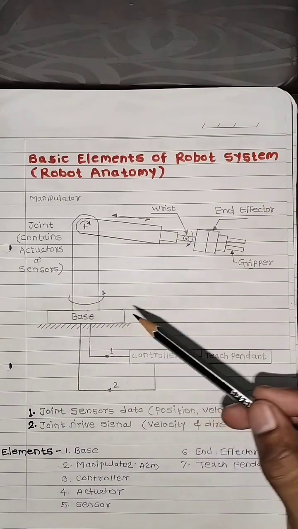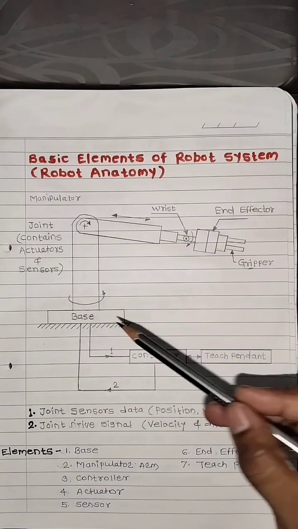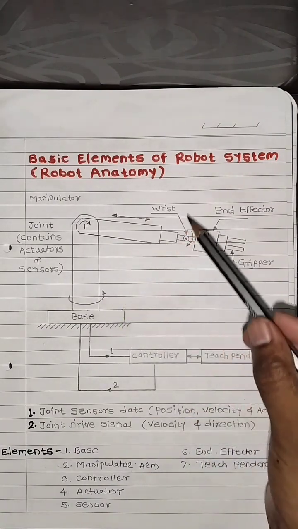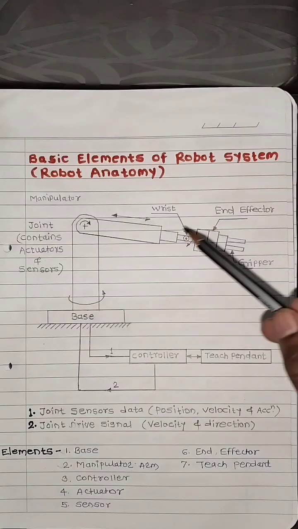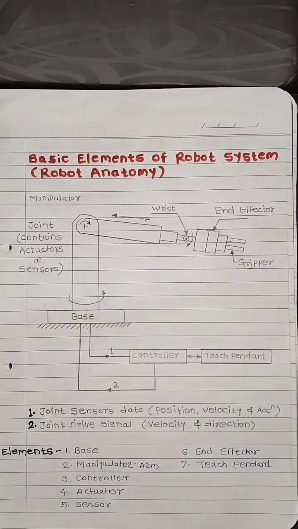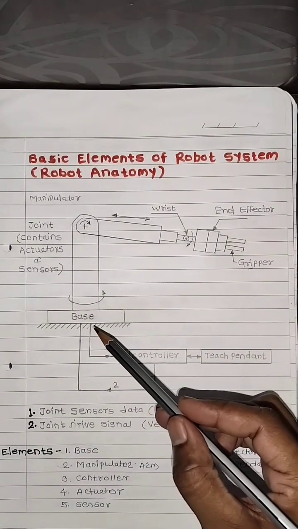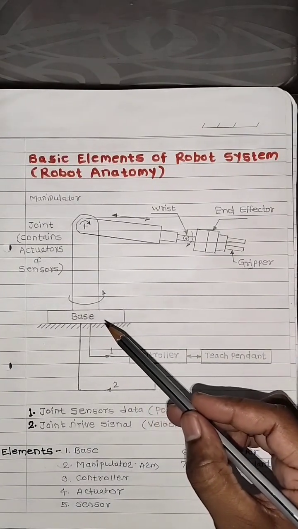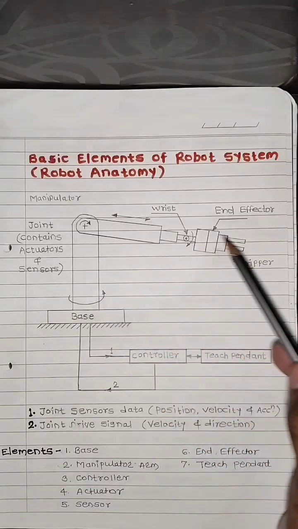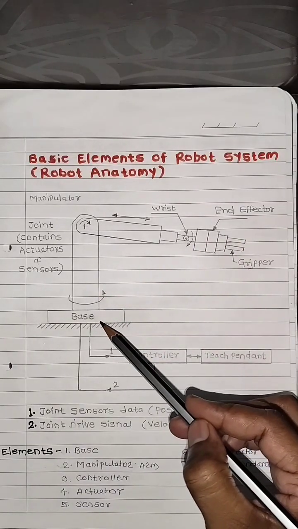First one is the base. The base is mounted at the lowermost side as shown in figure. This is the diagram of basic elements of robot system. These are all the elements included in the diagram. So first element is base. The base is mounted at the lower side of the robotic arm. This is the robotic arm. The base is mounted at the lowermost side.